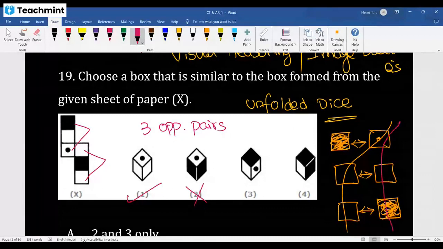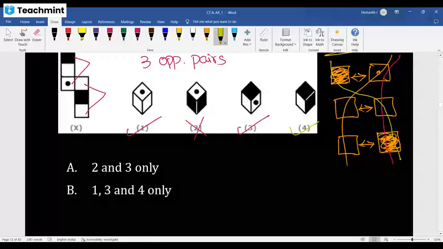One dot, one empty, one shading. Possible. Next one, two shadings and one empty. Possible. This is one shading. This is one empty, one shading. Possible. So 1, 3, and 4 correct. Option B is correct. 1, 3, and 4.